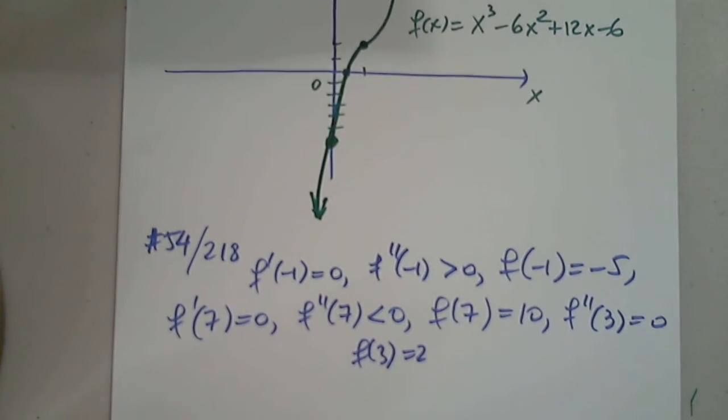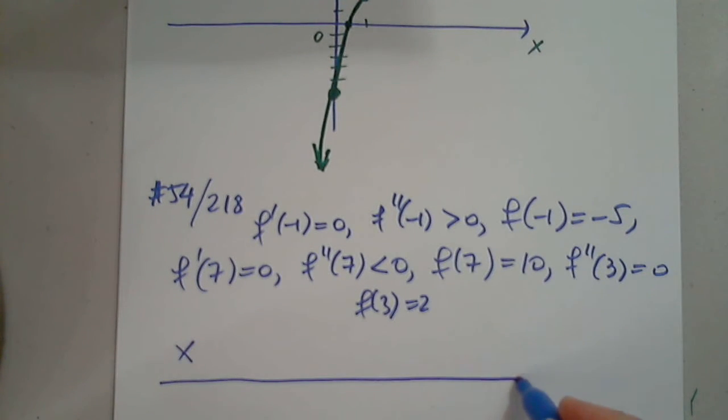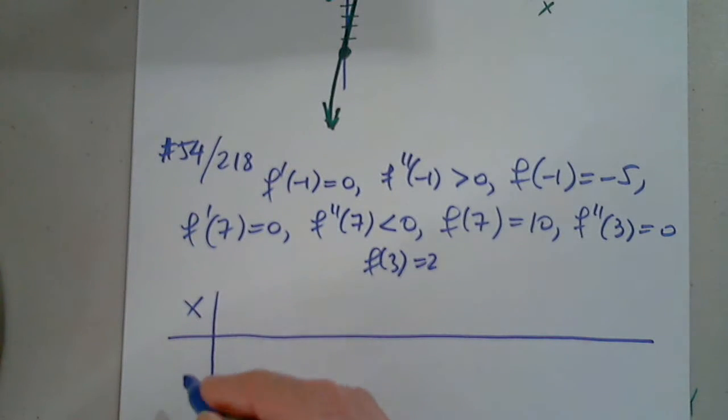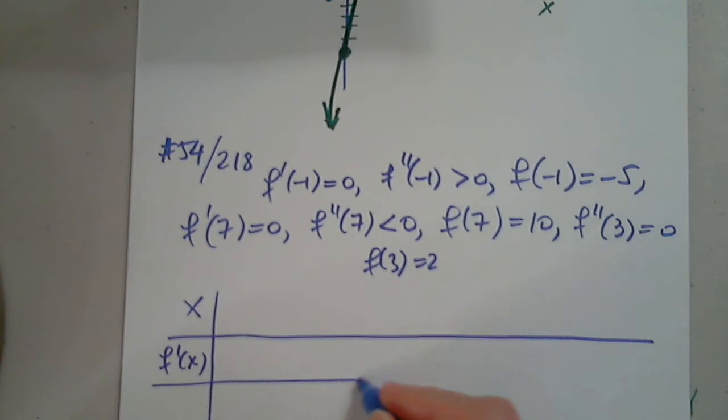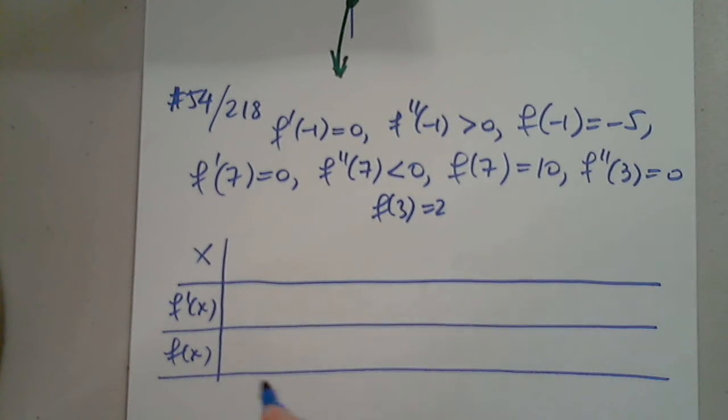Perfect. This is a summary of everything we studied in this chapter. Okay. Can I graph this? No. Not before I summarize all my information in the table. F prime, f of x. I don't even know where to start, where to look. This is all over the place. So the second derivative.